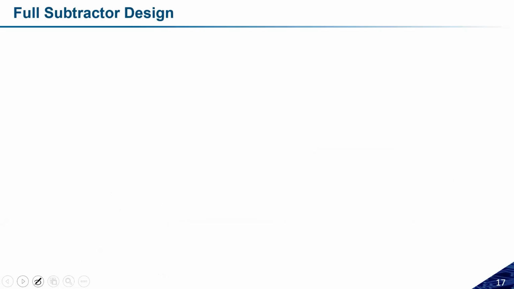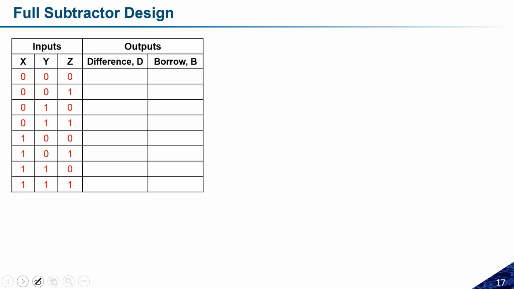Now let us talk about the full subtractor design. Okay, how the full subtractor can be designed, let us try to see here. We have three inputs, so eight different possibilities, from 0 0 0 to 1 1 1. Let us try to see what the outputs are here. If we see here, 0 minus 0 minus 0, difference will be 0, borrow will be 0. 0 minus 0 minus 1: in this case, the borrow will be generated, and the difference will also be 1. So that will become 1 0 1 0 minus 1, that will give you 1. So the difference and borrow will be 1 1.